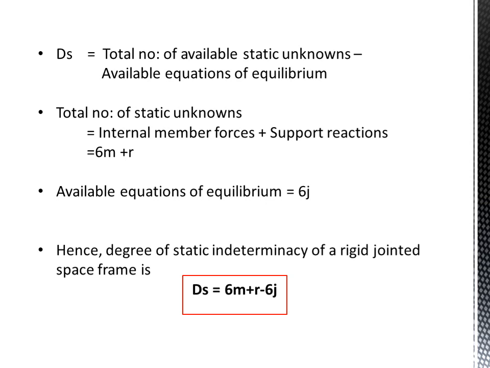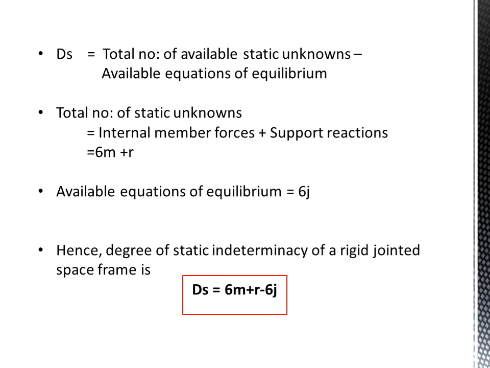We all know that the degree of static indeterminacy can be calculated from the equation total number of available static unknowns minus available equations of equilibrium. So the total number of static unknowns can be calculated from internal member forces plus support reactions. So here we have to calculate the degree of static indeterminacy of a rigid jointed space frame.